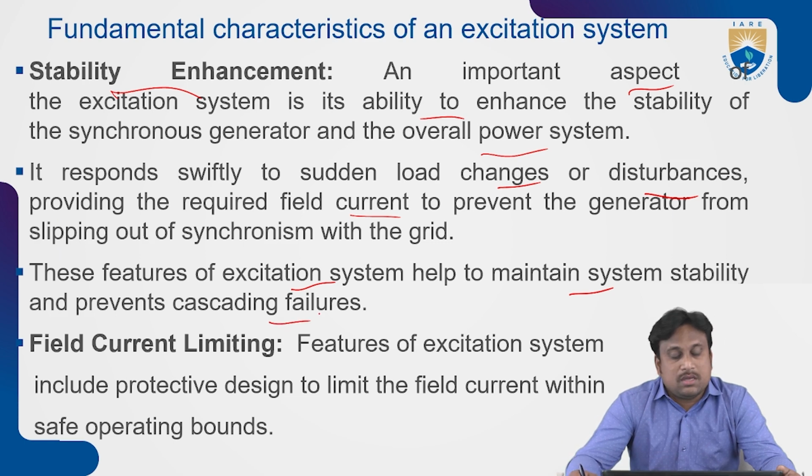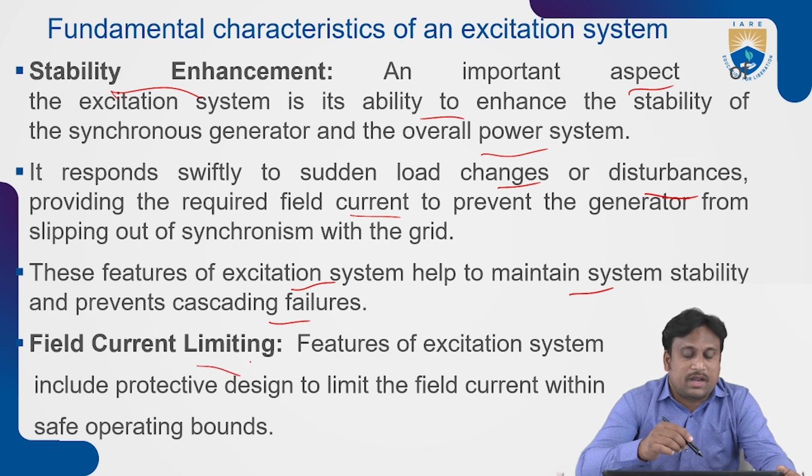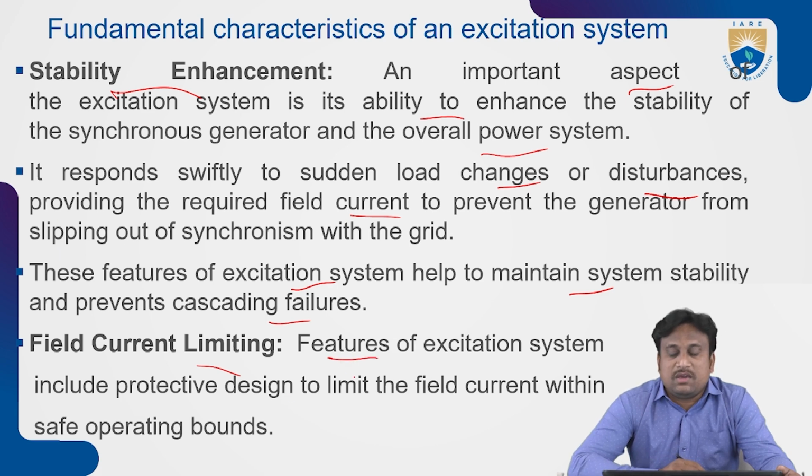So these features of the excitation system help to maintain system stability and also prevent cascading failures. Due to this, field current limiting is treated as one of the key features of the excitation system, which may include protective designs to limit the field current within the safe operating boundary region.